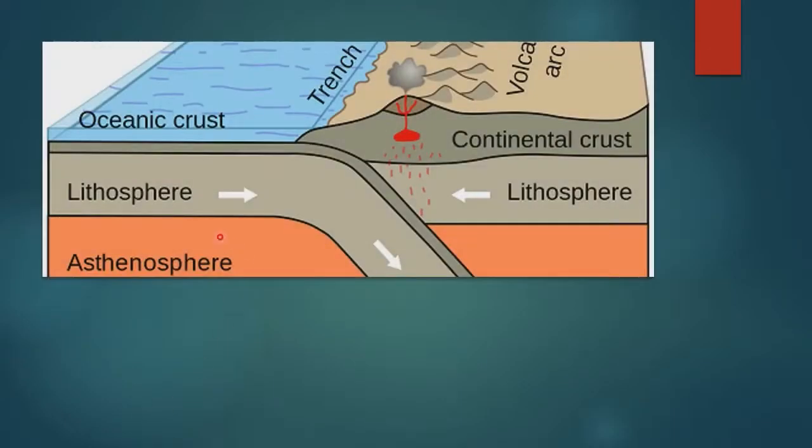In this illustration, there are 2 crusts. One is oceanic crust and the other one is continental crust. So basically, crust is also known as lithosphere. This lithosphere is actually floating on an asthenosphere.